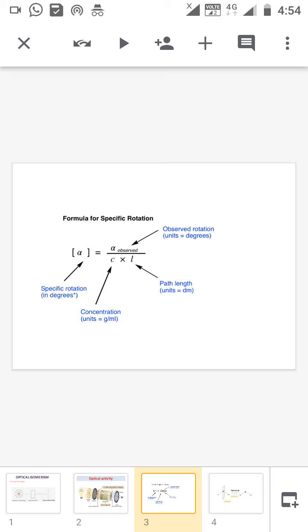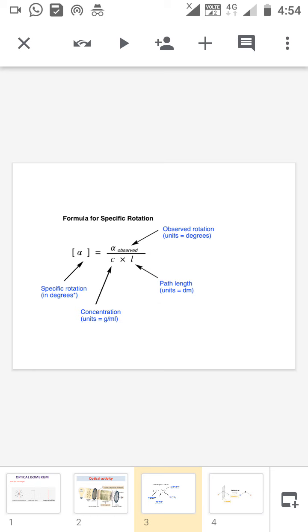While we are writing the problem, the teachers always should say that all the units of length and concentration should be in the SI unit, but here in the case of specific rotation only, the length must be in decimeter and the concentration must be in gram per ml, and the rotation is expressed in degrees and specific rotation is also expressed in degrees.